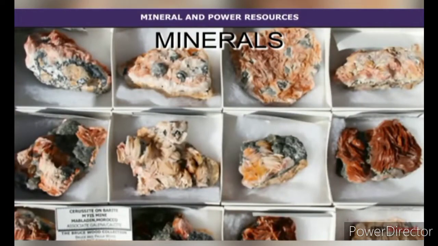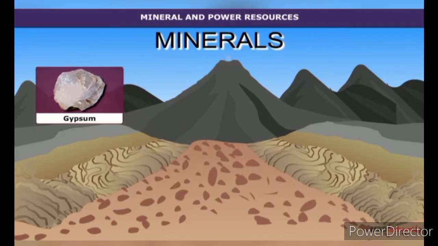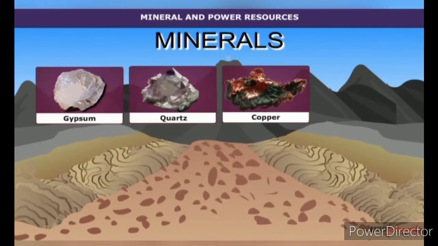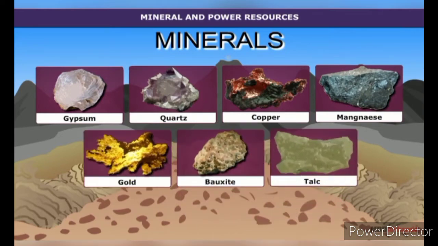Mineral and power resources. Minerals. Minerals are naturally occurring substances that have definite chemical composition. Their chemical composition may consist of one or more elements. Minerals are not equally distributed on the Earth's surface. They are concentrated in a particular area. Some common examples of minerals are gypsum, quartz, copper, manganese, gold, bauxite, talc, etc.